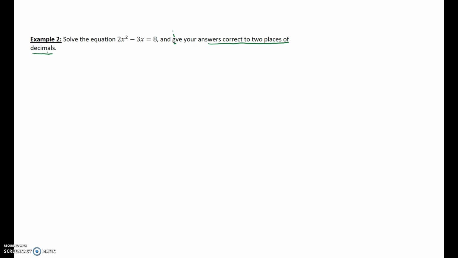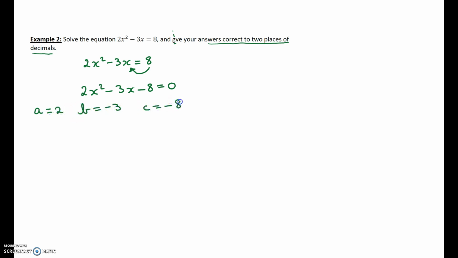Right, we start off with the question 2x squared minus 3x equals 8. As we've talked about before, every time we meet one of these quadratic equations with an x squared, your best bet is to move everything over to the left-hand side of the equal sign before you begin. So that's going to be 2x squared minus 3x minus 8 equals 0. Now when you've got it this far, you can identify your a, b, and c. A is 2, b is negative 3, and c is negative 8.